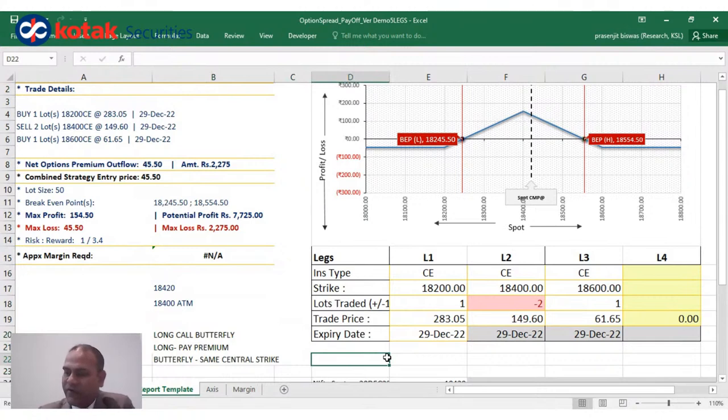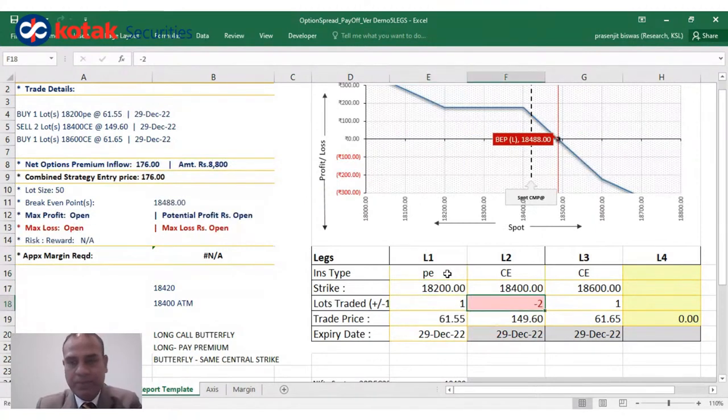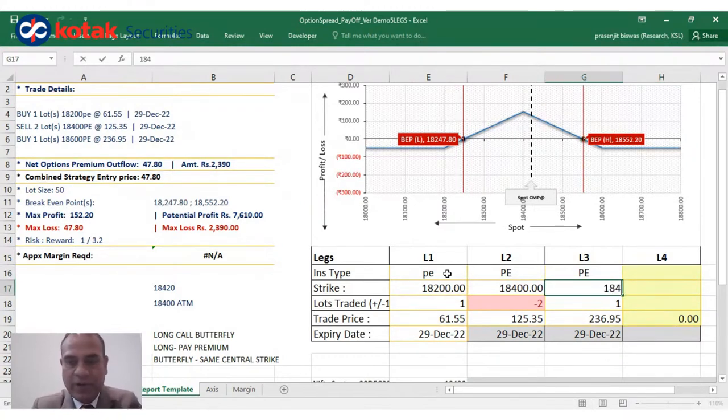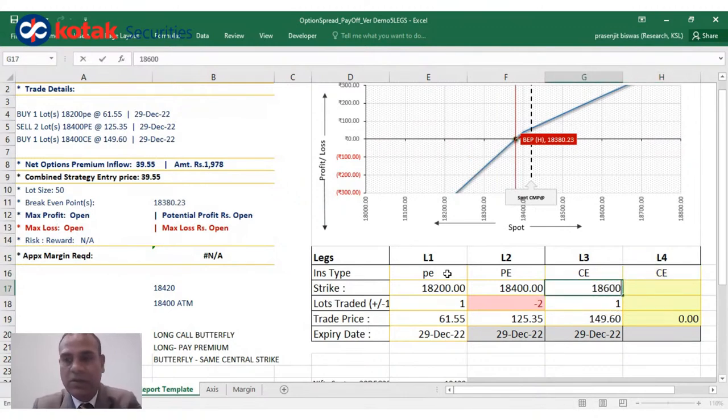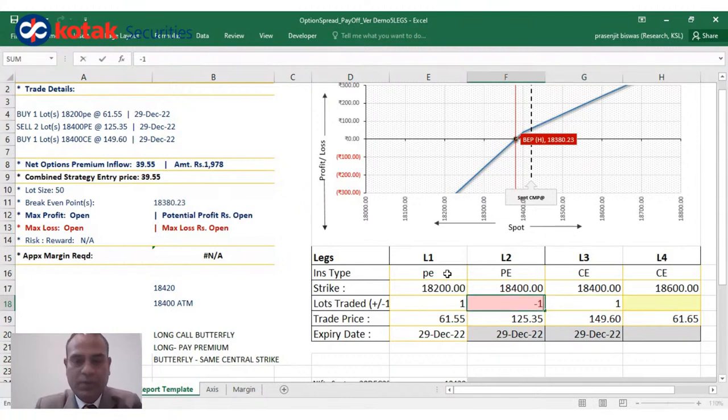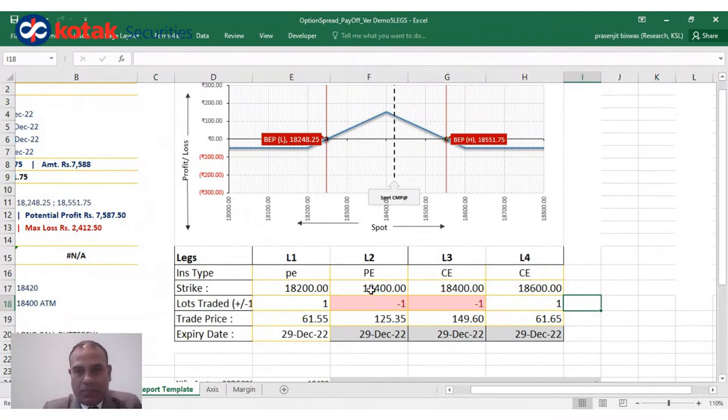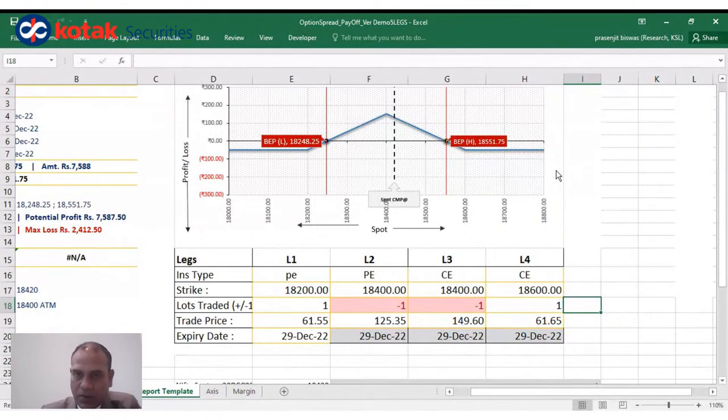Now, it looks very similar to a short iron fly. In a short iron fly, we used a put option of a lower strike price instead of a call, and we used four legs. So this was a put, of 18,400, and this was a call of 18,600. This will be sell, this will be buy. So this diagram, this is a short iron fly, correct? So this diagram is very similar to that of a long call butterfly.